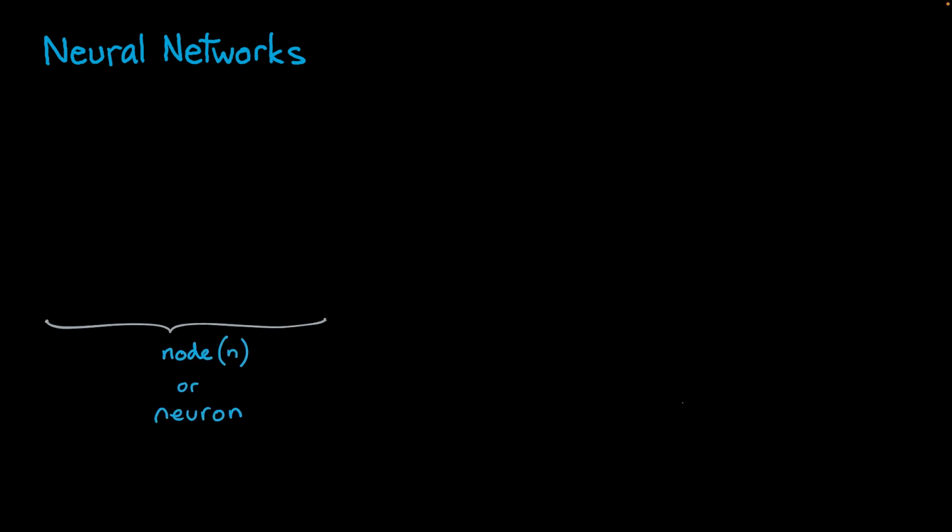So let's take a look inside of this node. First, let's start with the inputs. You can imagine this node as a mathematical function. And so, as any other function, it takes an input. Let's imagine the input is going to be a vector with many elements.